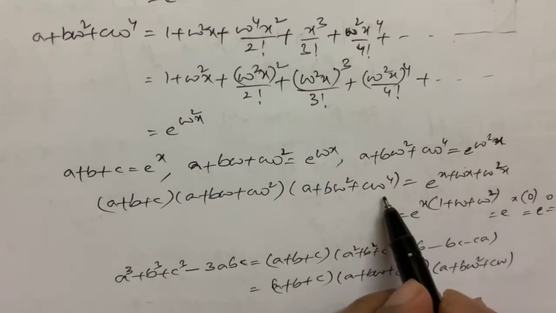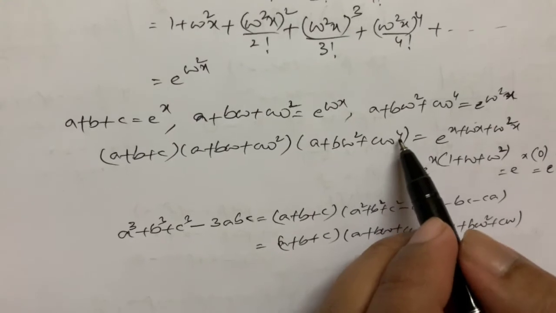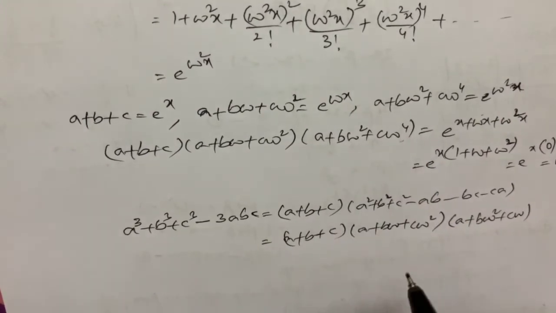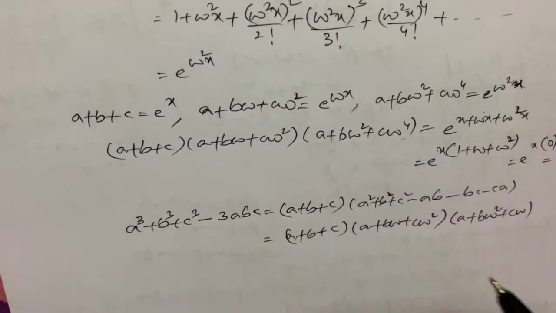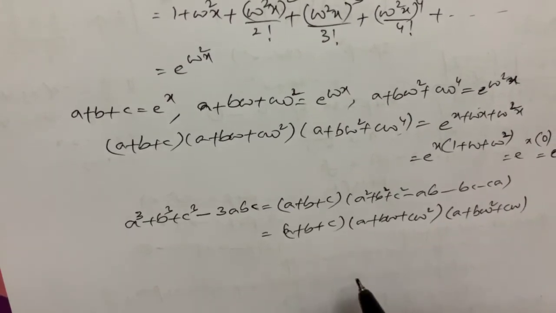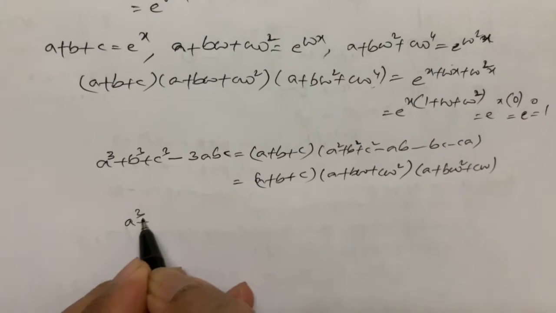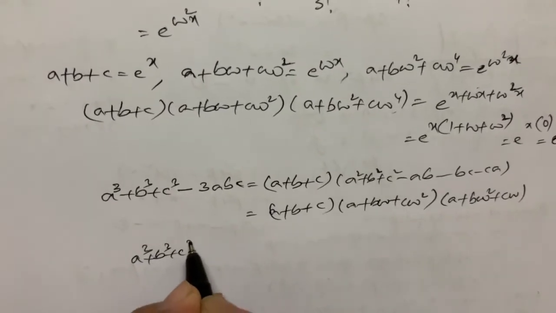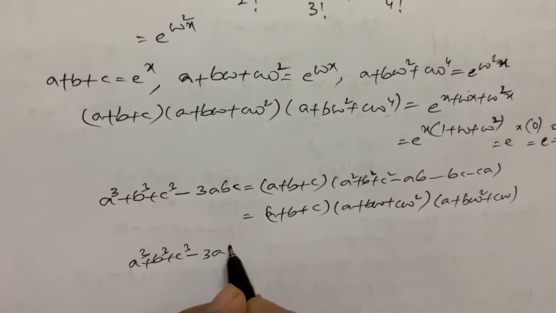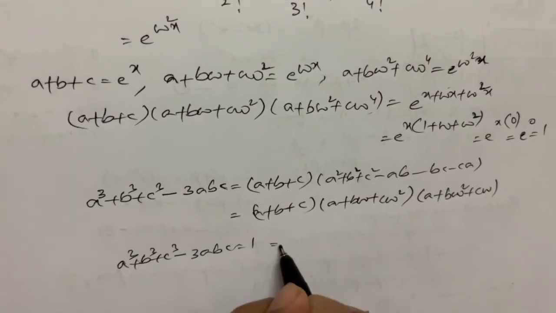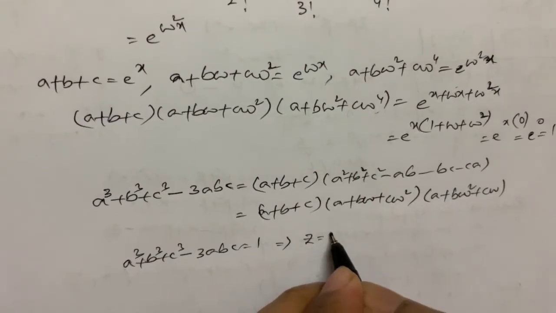If I see this, c omega power 4 is here, and omega power 4 is nothing but omega only, right, because omega cube is 1, so omega power 4 will be omega. So a cube plus b cube plus c cube minus 3abc is equal to 1. So the value of z is 3.